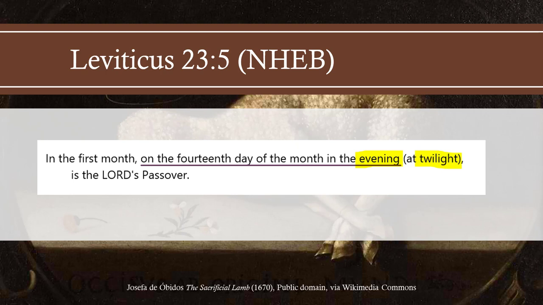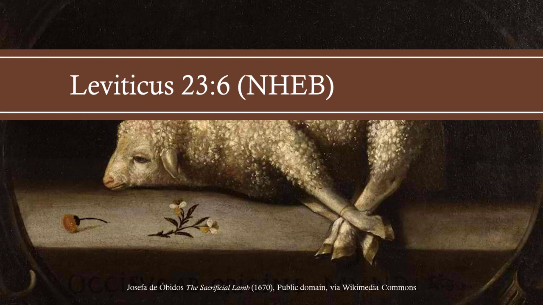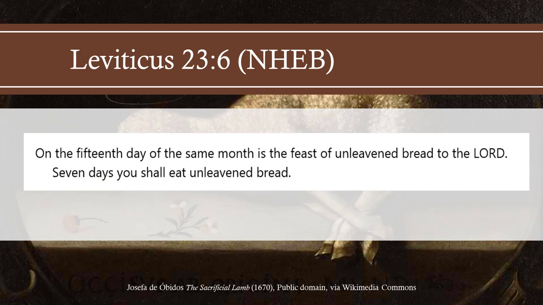So we're going to deal with that word twilight in a minute, but let me show you unleavened bread. It's the very next verse. Look at verse 6. Okay? So a day begins at sundown, and this just says, on the 15th day of the same month is the Feast of Unleavened Bread. So we're going to have a feast starting on the 15th, which means at 6 p.m. on the 15th. So we have to sacrifice our lamb prior to that in order to have the lamb prepared.